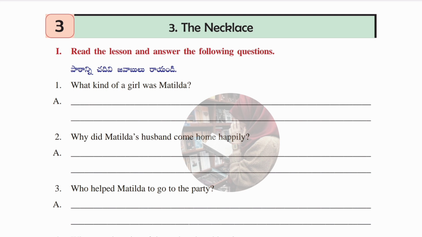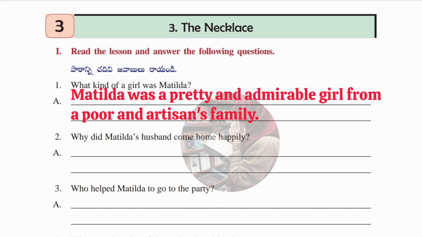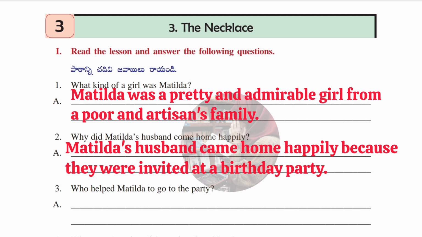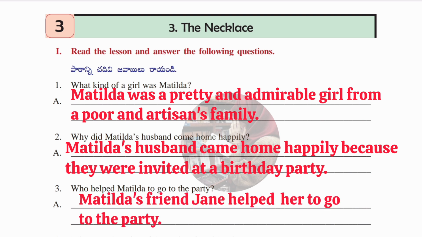Okay, now we'll move to the last Roman, that is question and answers from the lesson. Let's see the first question, which is: what kind of a girl was Matilda? Answer, Matilda was a pretty and admirable girl from a poor and artisan's family. Second question, why did Matilda's husband come home happily? Answer, Matilda's husband came home happily because they were invited to a birthday party. Third question: who helped Matilda to go to the party? Answer is Matilda's friend Jane helped her to go to the party.